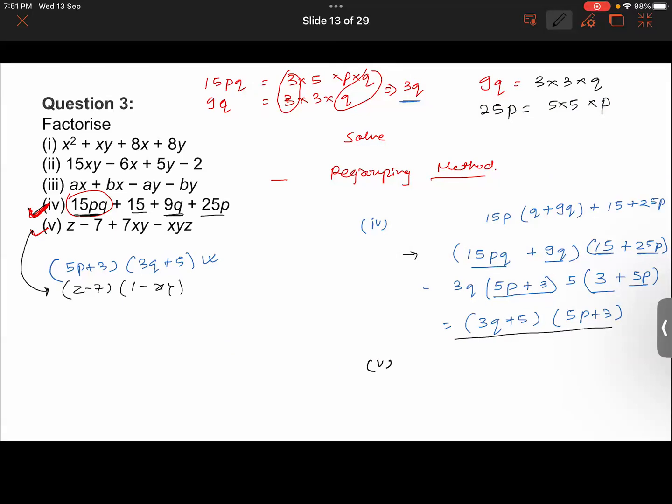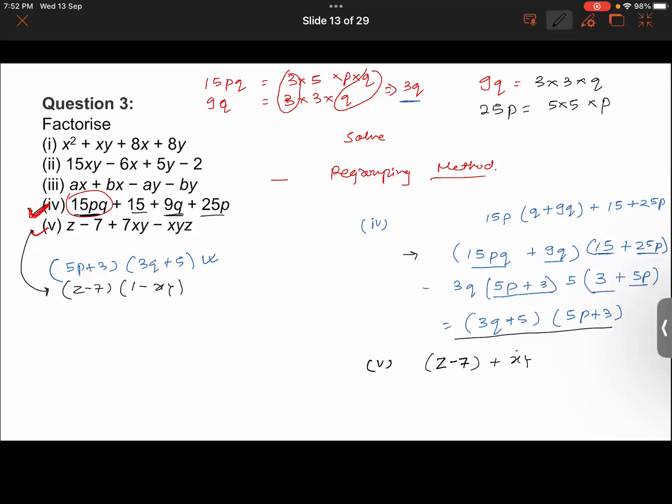So here, how should we group the terms? See for the common. Which terms are common here? 7xy and minus xyz. Arhan, in that you will be taking what as common? xy will be common here. And you will be left with no option but to leave z minus 7 as it is. Here you will be taking xy as common, right?